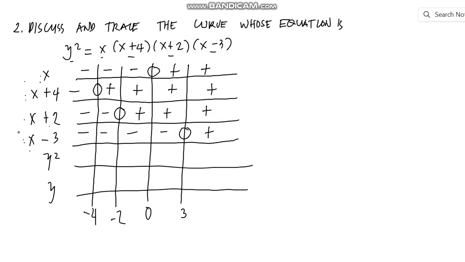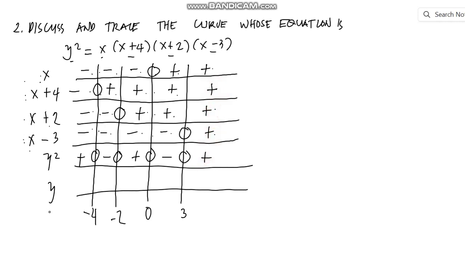Now, in order for us to determine the sign of y squared, we just multiply these four. So we have negative times negative times negative and negative, so that would be positive. 0 multiplied by negative, that would be 0. Negative, positive, negative, negative, so that would be negative. And in here, that would be 0. Negative times negative and multiplied by positive, so that would be positive. 0 times positive, positive, negative, so that would be 0. Positive, positive, positive, and negative, so that would be negative. And in here, that would be 0. And we have here the positive value.